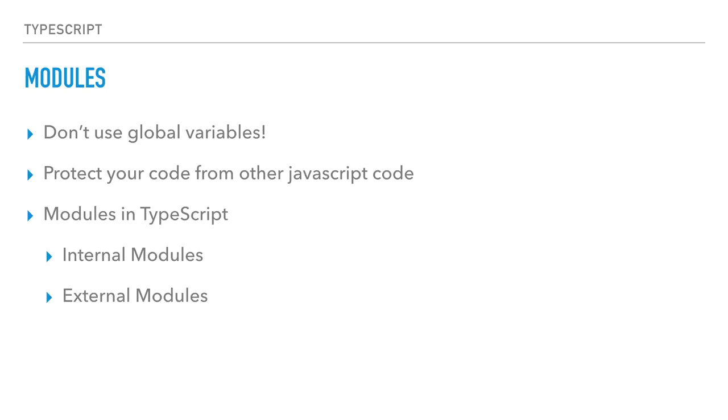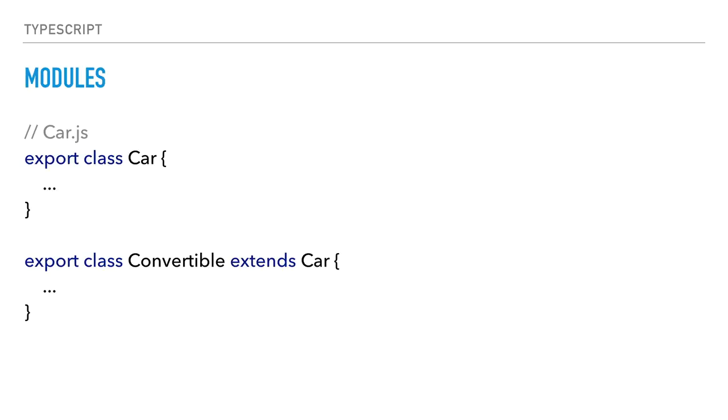This is not new. This is what Java does with packages and namespaces, also C# and so on. And it's a very cool feature from TypeScript and ES6. So TypeScript defines two types of modules, internal modules and external modules. Let's take a look at this briefly.